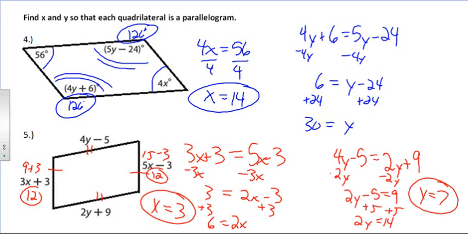divide by 2. When I plug that back in, 4 times 7 is 28, minus 5 is 23, and 2 times 7 would be 14, plus 9 is again 23. We know we got that one right too.